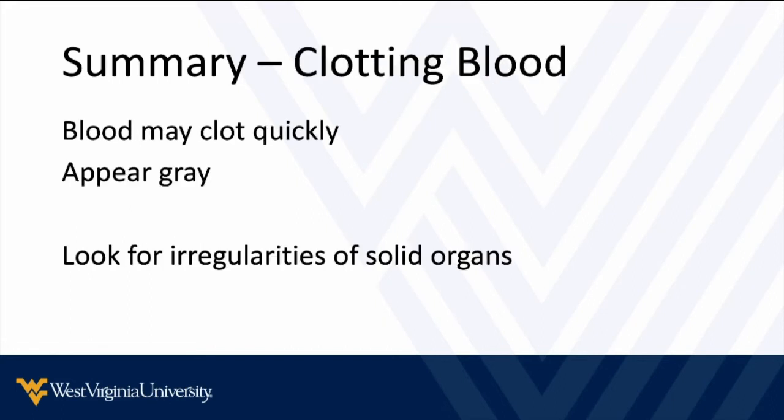Kind of lastly, blood can clot quickly and it can look gray. You can also recognize irregularities of solid organs. So step one is recognizing what normal solid organs look like, and then irregularities in those solid organs will stand out and you can identify those early. Again, you can't exclude injuries to those organs, but if you find them early, that may help your management.